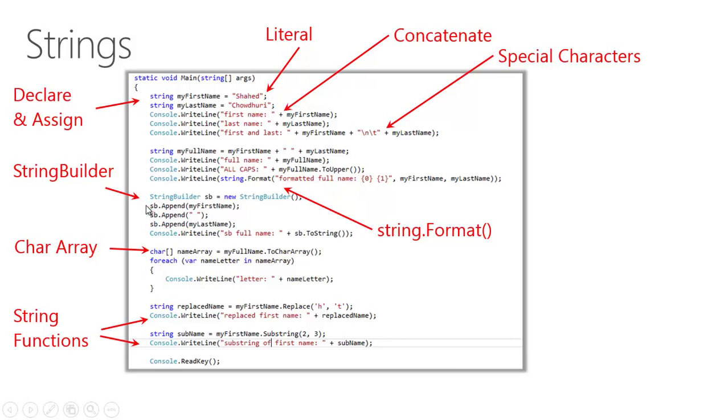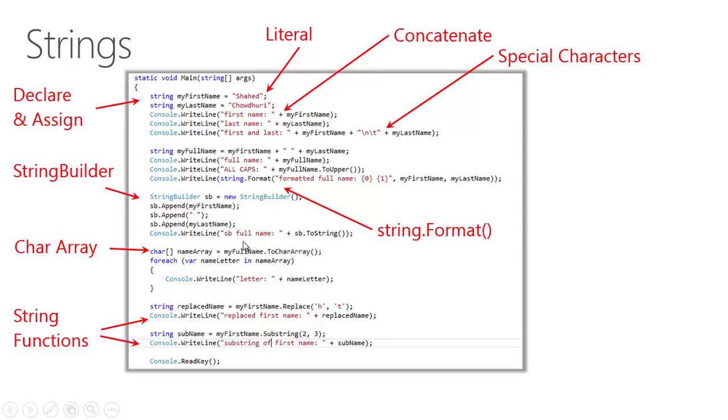In the middle, we have StringBuilder, which lets you build a string over time using the Append method. So here I have a StringBuilder variable called sb for StringBuilder. I have sb.Append several times where I'm adding my first name and a space and my last name. Finally, when I'm ready to print it out, I can say sb.ToString, which converts it to a string so I can print out the contents of sb.